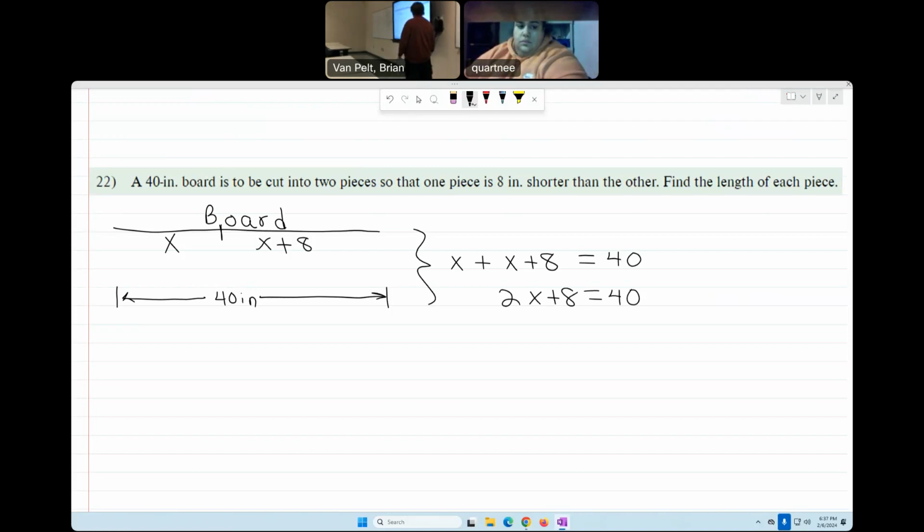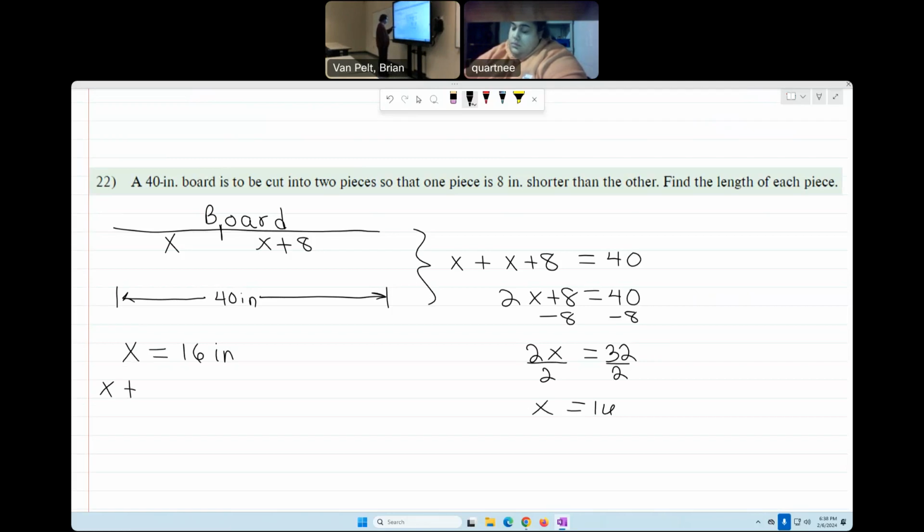Now what do you do? Minus 8 on the side. Subtract 8 from each side. We have 2x equals 32. Finish it off. x equals 16, so we divide by 2. So give me the two board lengths then, 16 and 24. So x equals 16 inches, and x plus 8 equals 24 inches. Certainly your two answers.